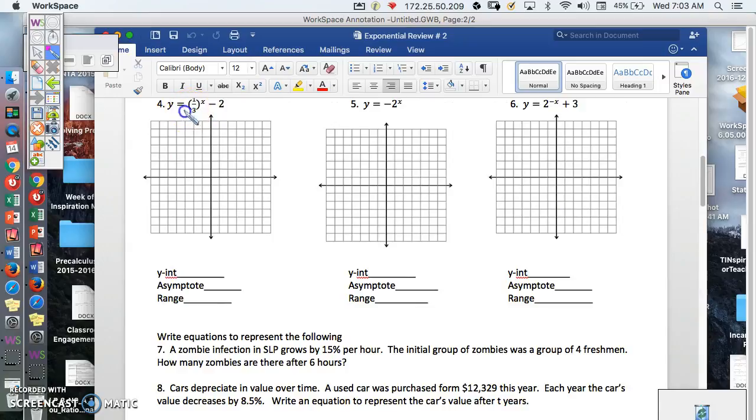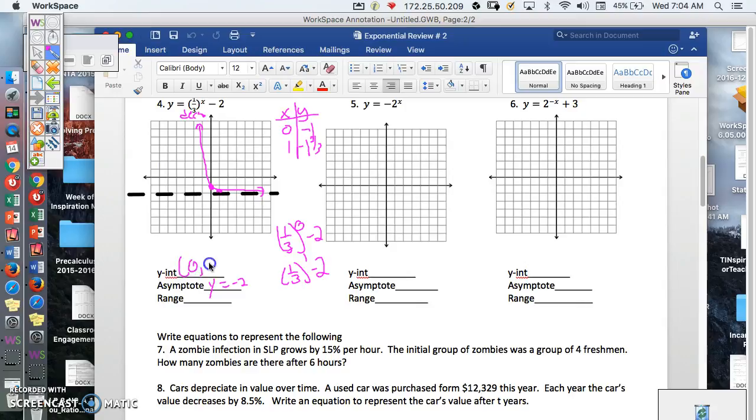So again, on this next page, I see that this is a decay, but what happened to this decay? Well, it moved down 2. So it's at y equals -2. We make that xy table, so 0. So we have 1/3 to the 0 power minus 2. So 1 minus 2 is -1. Then we plug in a 1, 1/3 to the first minus 2. So -1 and 2/3. And we have our decay model. So our intercept was (0, -1), and y was greater than -2.